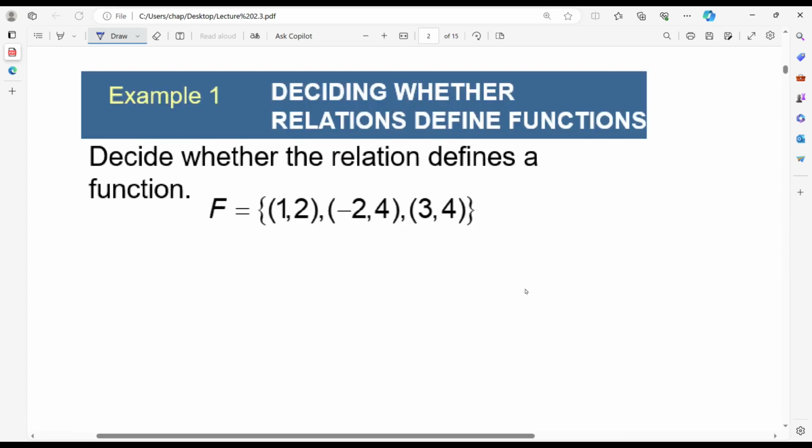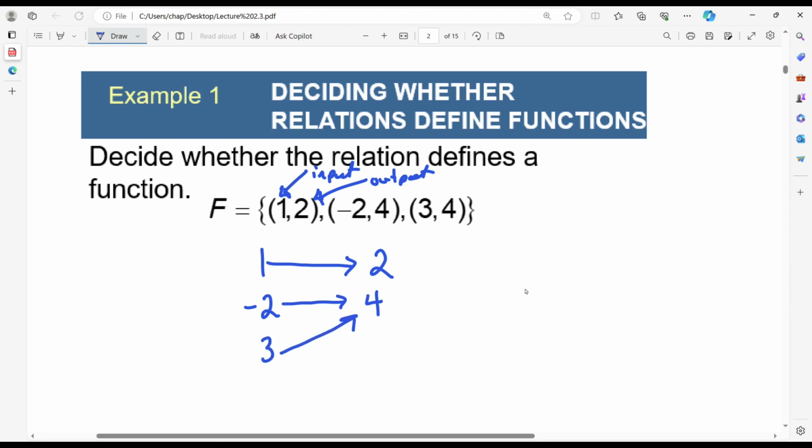Example 1, deciding whether relations define functions. Decide whether the relation defines a function. We have f is the set of points (1, 2), (-2, 4), and (3, 4). Here we have 1 is the input, and that gets sent to 2. The x component is the input, and the y component is the output. We're saying 1 gets sent to 2 with the first point, and the second point says -2 gets sent to 4. And the last point says 3 also gets sent to 4.